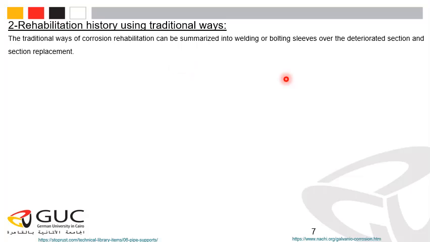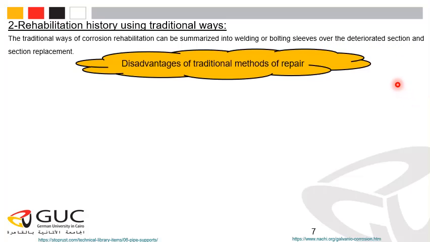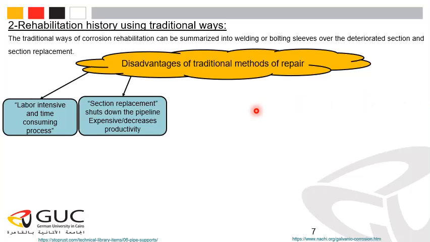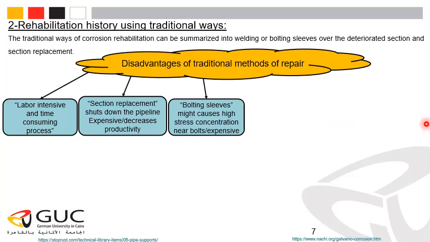The traditional ways of corrosion rehabilitation can be summarized into welding or bolting sleeves over the deteriorated section and section replacement. Disadvantages of traditional methods of repair. It's a labor-intensive and time-consuming process. Section replacement shuts down the pipeline, which decreases the productivity. Bolting sleeves might cause high stress concentration near bolts, and it's also expensive.